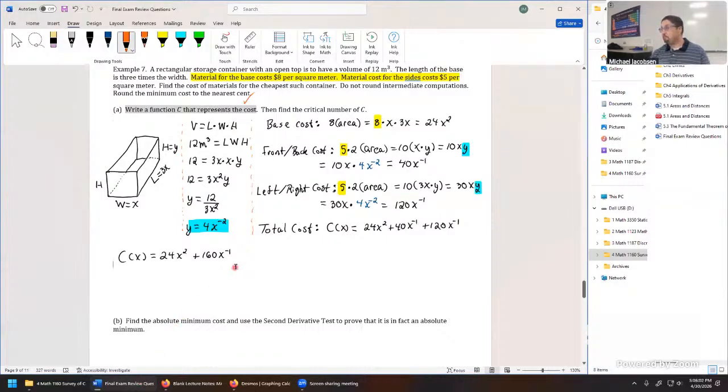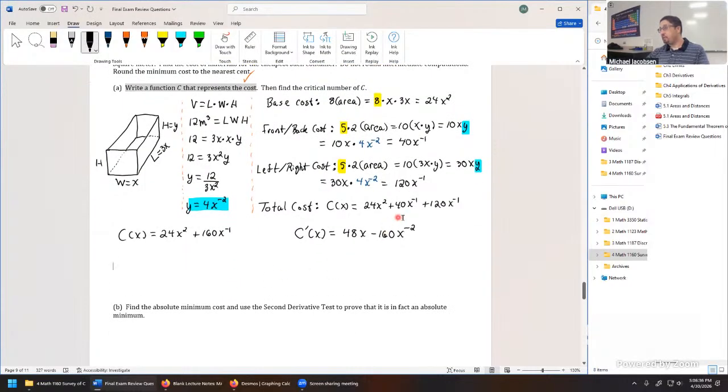Now, once we get here, we need the critical number of our cost function, but that's just redoing what we did in the prior example. So that's where the methods are starting to become basically the same. Next step is compute the derivative C prime. This time the derivative is straightforward, no chain rule. We're going to get 48x minus 160x to the power negative 2.